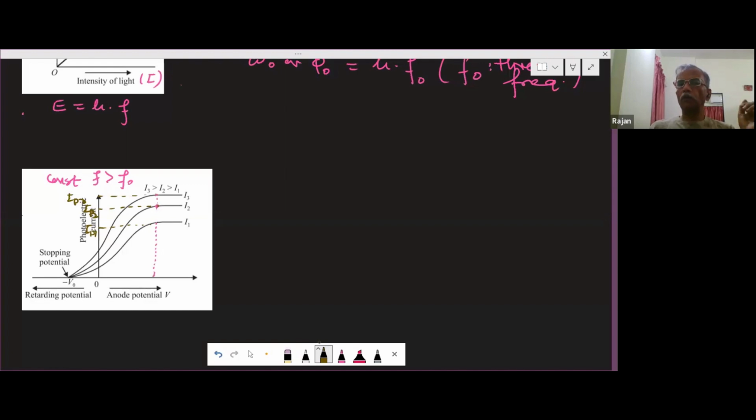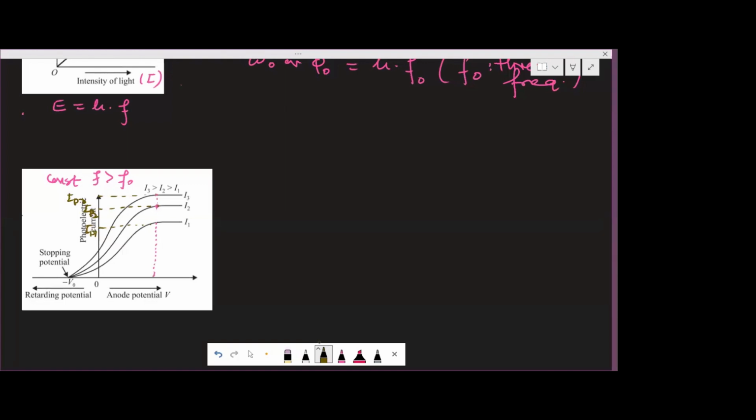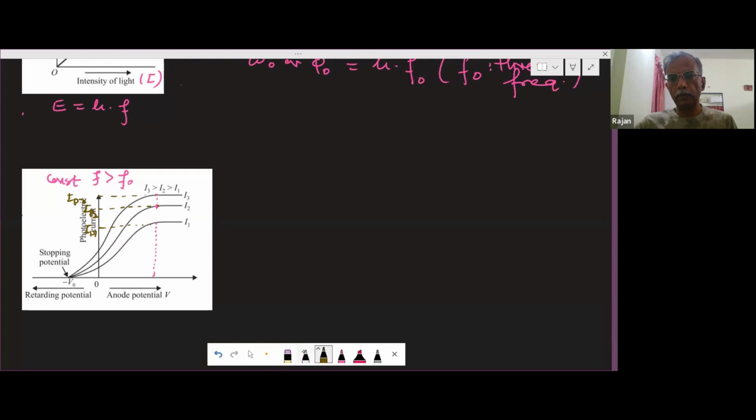The frequency requirement should be that it is greater than the threshold value. Is it clear what I have discussed here? Yes, is it clear to you? Yes or no? Once you have understood, I'll now write down what we have discussed.